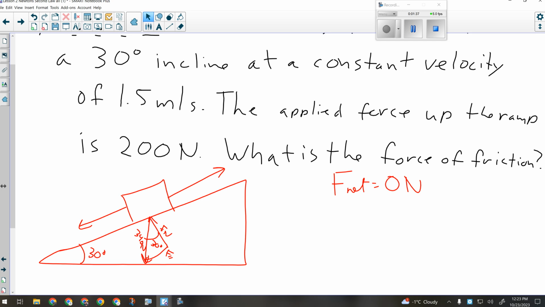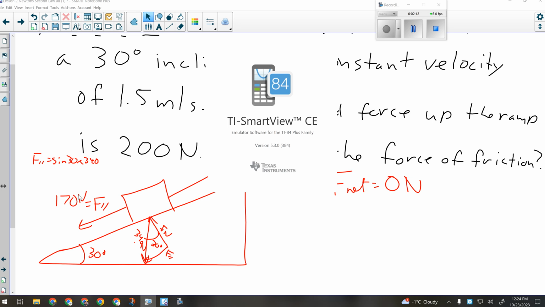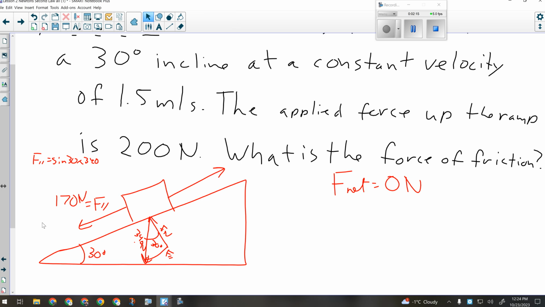All right, now I need to identify the forces. Obviously, one of them is F parallel because that force is always there in an inclined plane. It's the vector sum of these two forces. Can I calculate it? I can, because I know the hypotenuse and I'm looking for the opposite side. So if I want to get F parallel, I'm going to go sine of 30 times 340, which is going to be 170 newtons, I believe. The applied force up the ramp is 200 newtons.